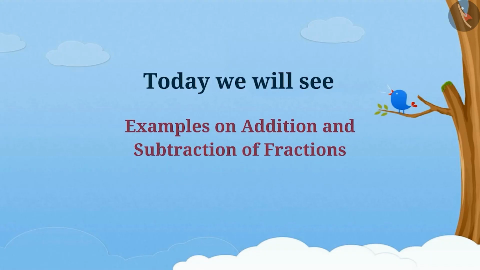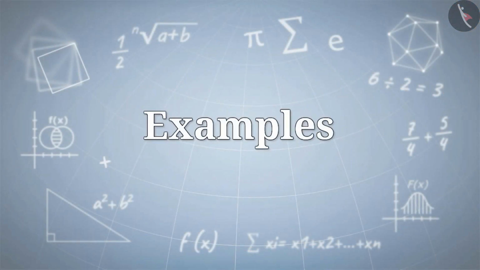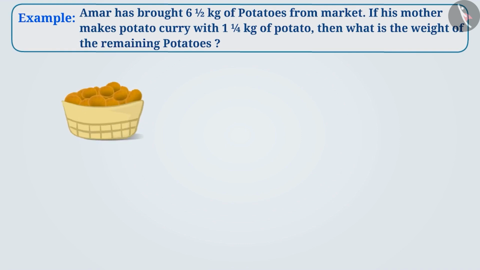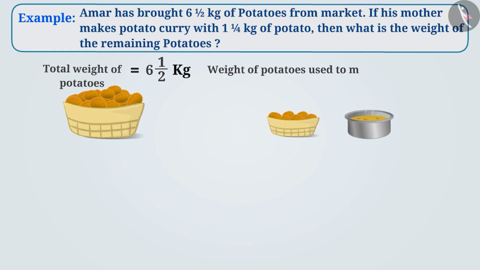Today, we will see examples on addition and subtraction of fractions. Amar has brought 6.5 kgs of potatoes from the market. If his mother makes potato curry with 1 1/4 kg of potato, then what is the weight of the potatoes remaining? The total weight of potatoes brought from the market is equal to 6.5 kgs.